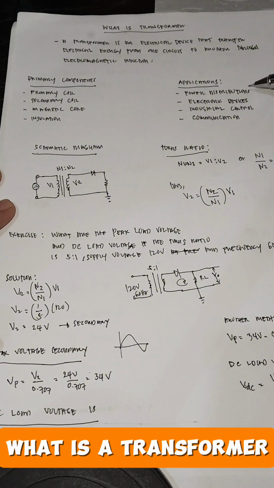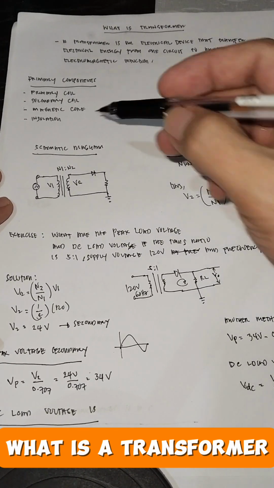Power transformers, we have seen a lot of these mostly in our power substations. Electronic devices, yes, it is also used in industrial controls. There is lots of manufacturing use of this, or the application, and communication as well.